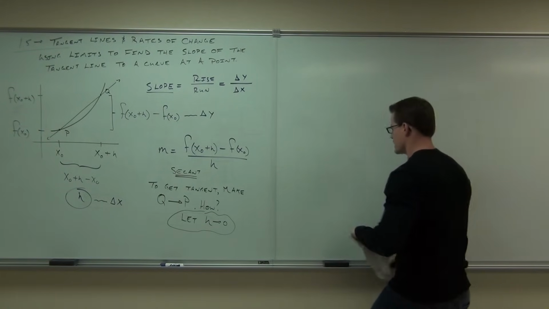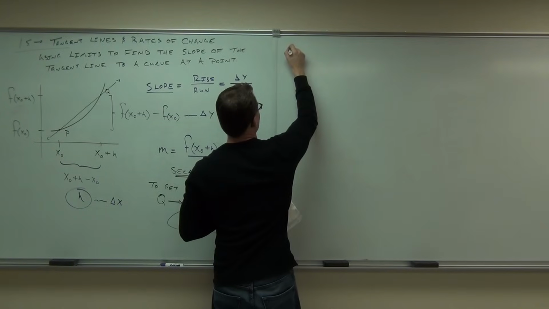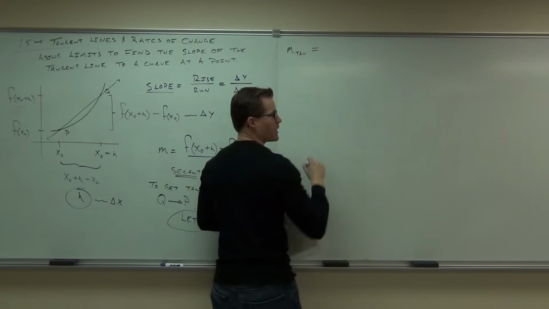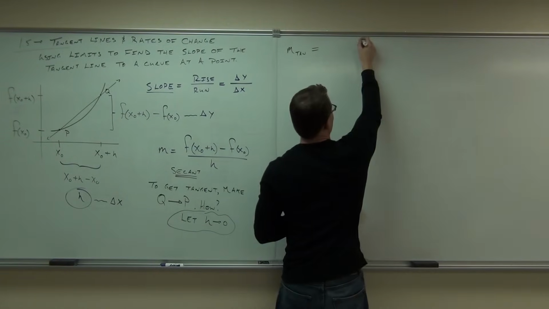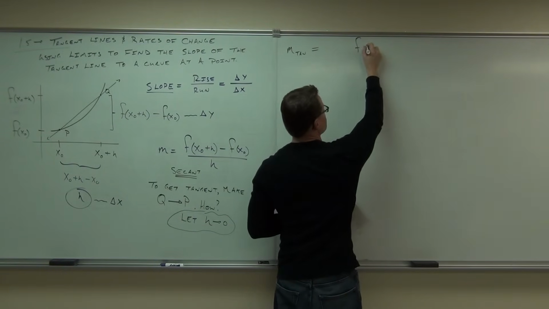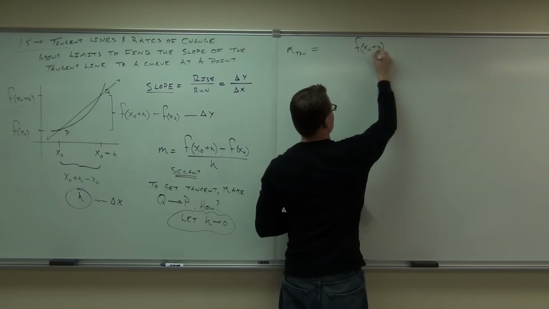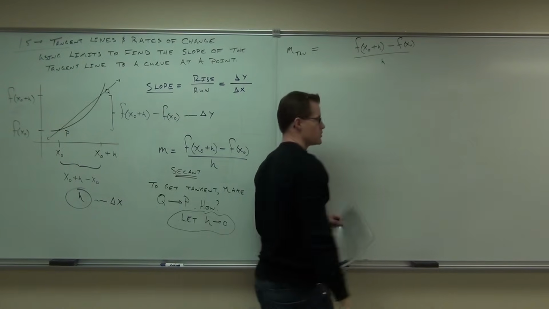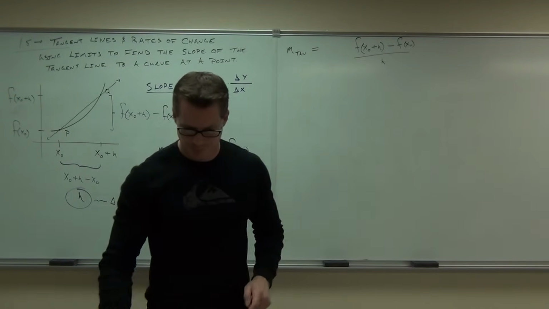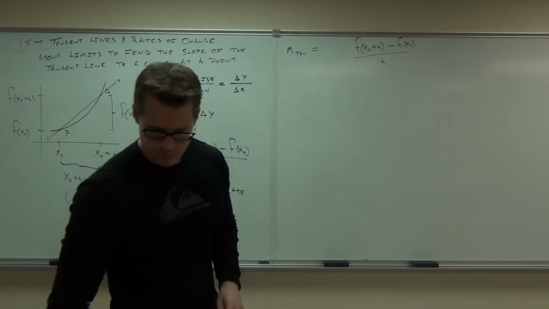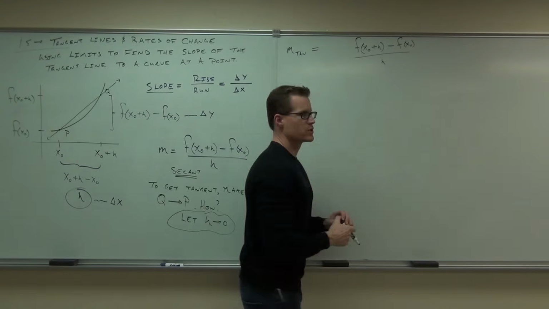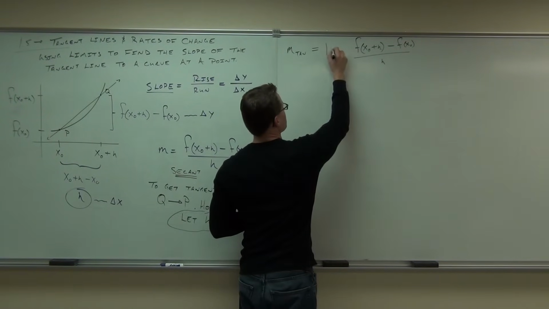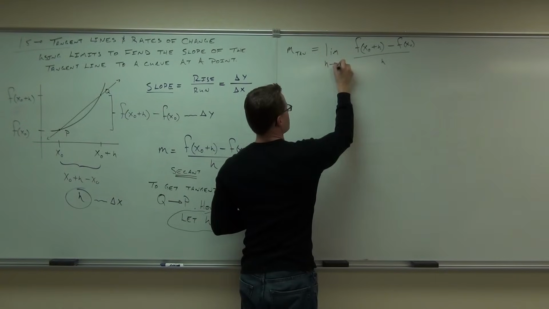So this one's the secant. We want the slope of the tangent line. The slope of the tangent line is going to look almost identical. It's going to have f of x sub 0 plus h minus f of x sub 0, all over h. Only now, what do we want the h to do? So we need a limit as h approaches 0.